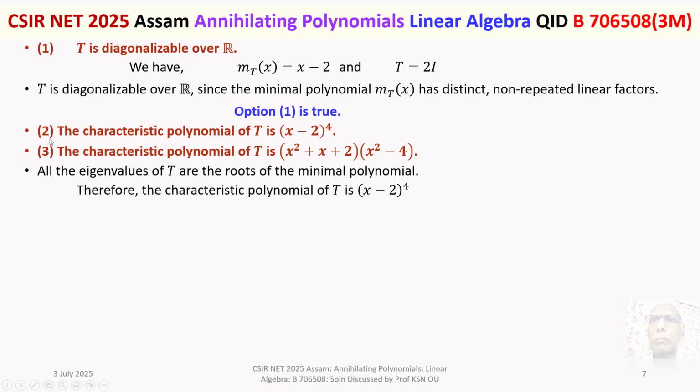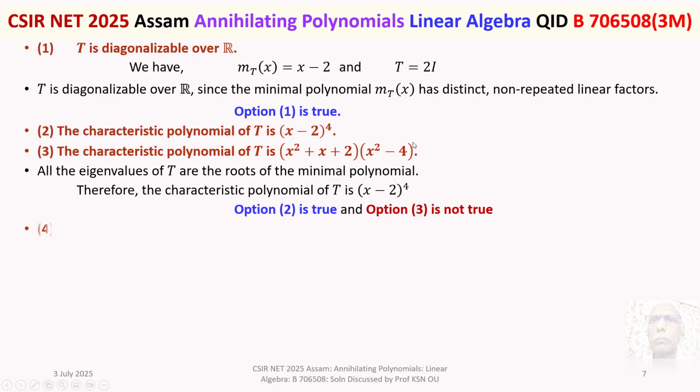Right. So option 2 is true and option 3 is not true, because if you say that (x square plus x plus 2) into (x square minus 4) is the characteristic polynomial, then look at x square minus 4, (x plus 2) into (x minus 2). That means minus 2 is an eigenvalue of T. But all the eigenvalues of T are the roots of the minimal polynomial. The minimal polynomial has only one root, 2. So all the roots of the characteristic polynomial must be 2. But how come this characteristic polynomial is enjoying an eigenvalue minus 2? Therefore, option 3 is not true. And we are looking for a false statement. Therefore, our answer should be option 3.